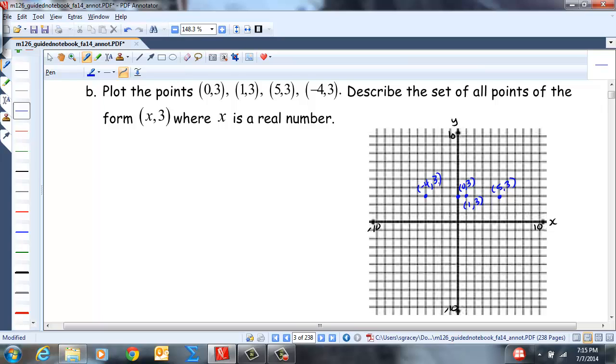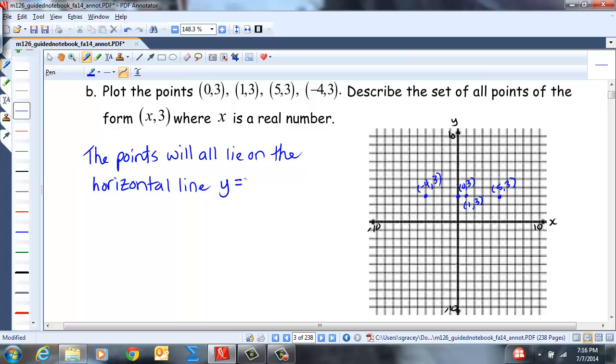So what do you notice about these points? They all seem to be falling on which line? Good, a horizontal line that's 3 above the x-axis. So let's just write that in words. The points will all lie on the horizontal line, which is in the form, by the way, y equals 3.